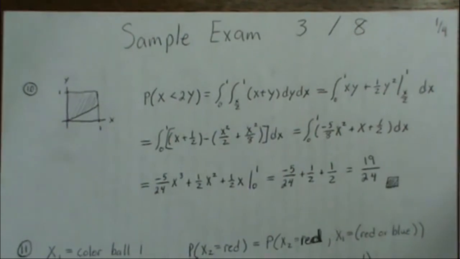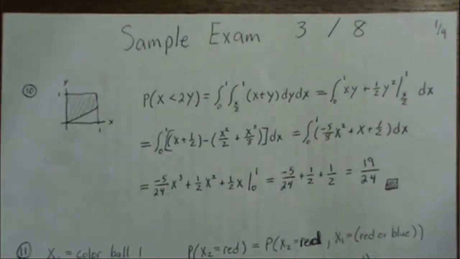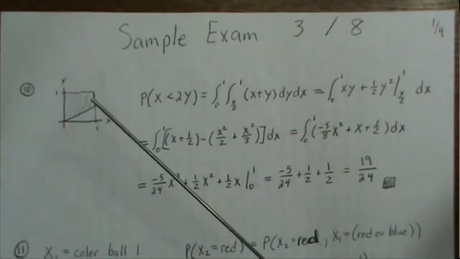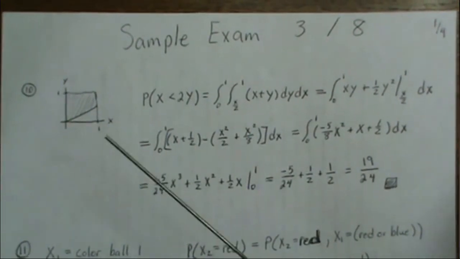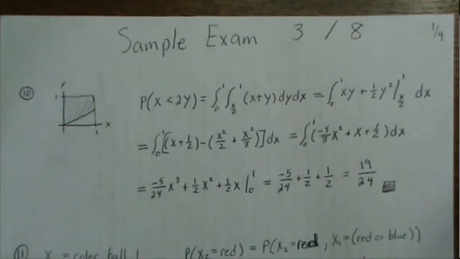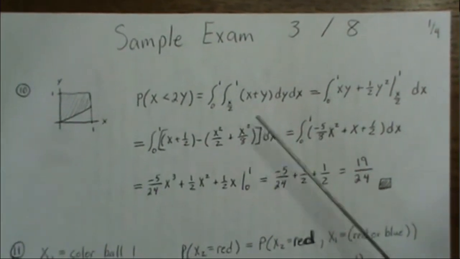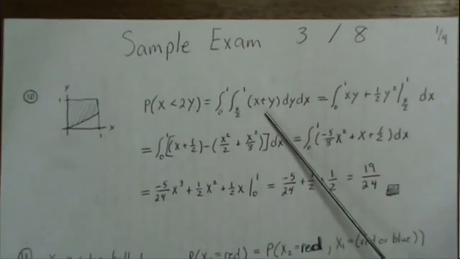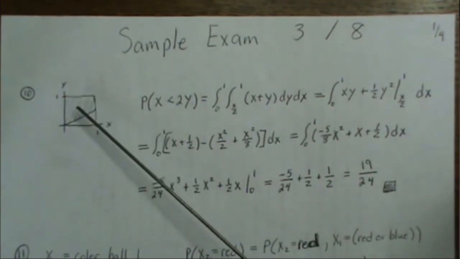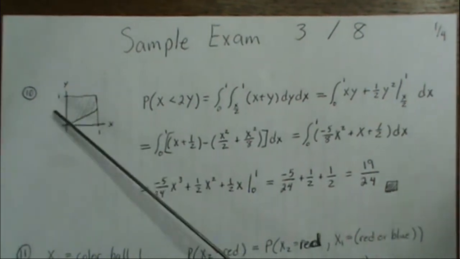Here we're asked to find the probability that x is less than 2y. And here's the region. X and y are from 0 to 1, and that's the line of x equal to 2y, and we want x less than or equal to y, so that's the shaded area. Then if we integrate the function over this region to find the probability, y goes from 1 to x over 2, and then x goes from 0 to 1.